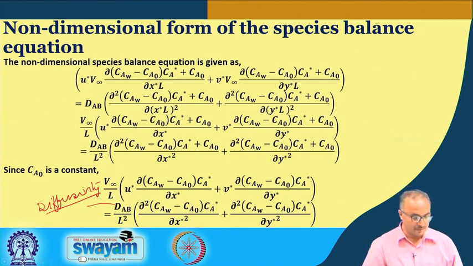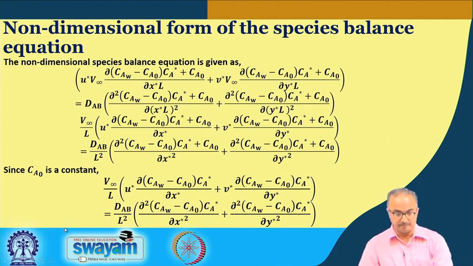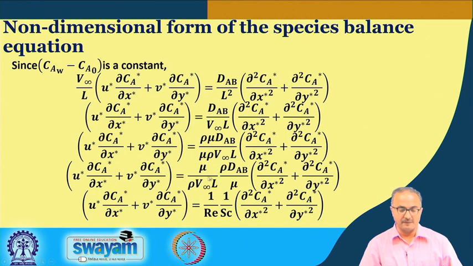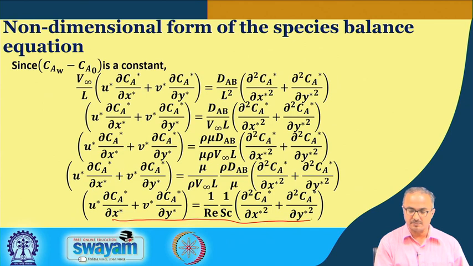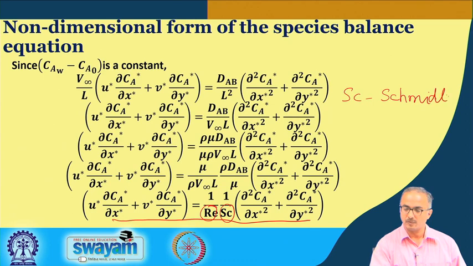After rearranging the equations, we get this particular equation. This is the final equation we are obtaining. Here you can again see that we have two dimensionless numbers. One is the Reynolds number and S C is the Schmidt number. This S C is equal to, as you can see from here, mu by rho D A B.